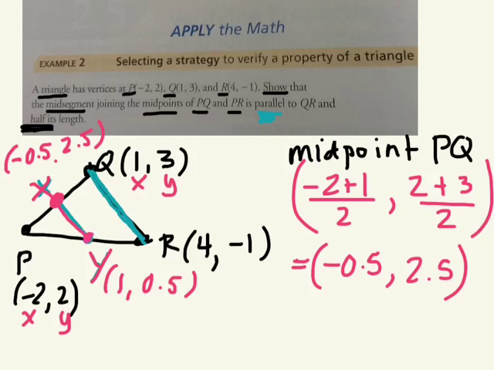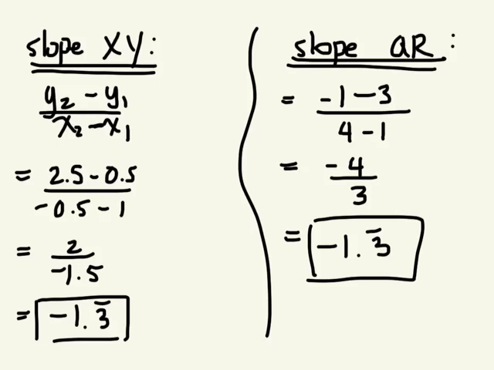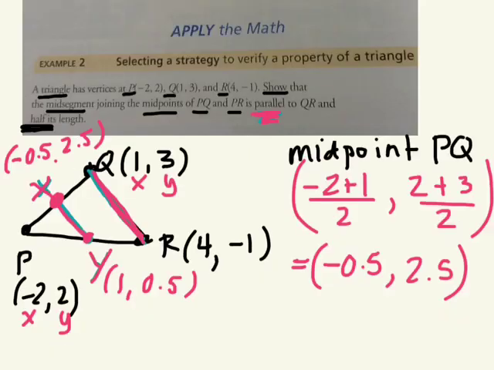We need to show that this mid-segment is parallel to this segment. How do we prove if it's parallel? We just did this. If we convert both slopes into decimals, are these two segments parallel? Yes, they are parallel because their slopes are the same. Okay, we answered part of the question. We have to prove that they're parallel. Now we have to prove that this is half the length of QR.